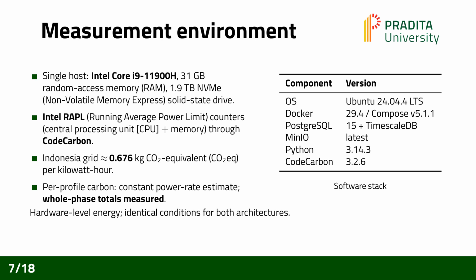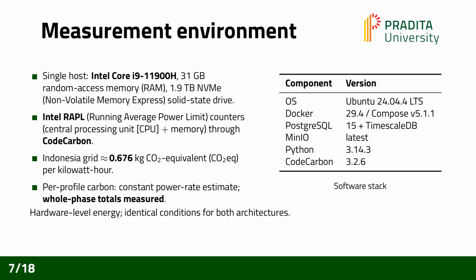So both architectures faced exactly the same hardware under exactly the same conditions. To measure energy, we didn't guess. We read Intel's RAPL counters, the Running Average Power Limit, which report the actual energy drawn by the CPU and memory, and we did this through the CodeCarbon library. To turn energy into carbon, we used the Indonesian grid factor of roughly 0.676 kilograms of CO2 equivalent per kilowatt hour, which reflects where such a system might realistically run.